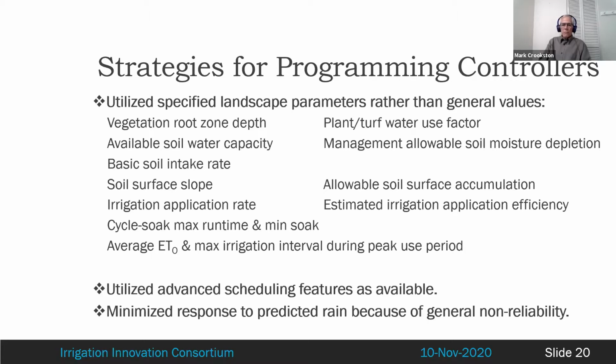Plant, soil and irrigation parameters were specified directly whenever possible, and advanced operational features of each controller were utilized as appropriate. However, scheduling options that utilize forecasted or predicted rain were typically minimized in the testing. Past testing experience has shown such predictions for northeastern Colorado can become a significant pitfall, resulting in poor controller performance. Evaluating the advantages and disadvantages of such features was deemed more appropriate for later testing.